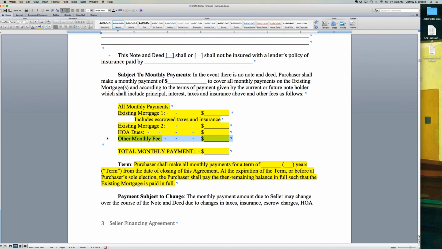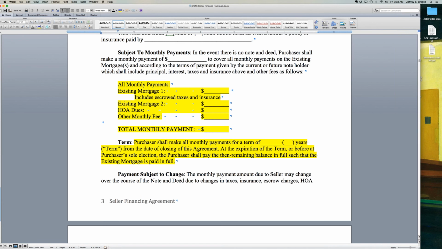Because again, if you go to escrow specialists, they're going to need to know how much they're receiving, what your monthly payment to escrow specialists is, and where every single dime goes, or penny even. You need to make sure it's right to the penny. They know X amount to the bank, X amount to the insurance company, X amount to the seller, X amount to county tax, whatever it is. So you just need to understand all the financial numbers involved in that monthly payment. Term: the purchaser shall make all monthly payments for a term of blank years.